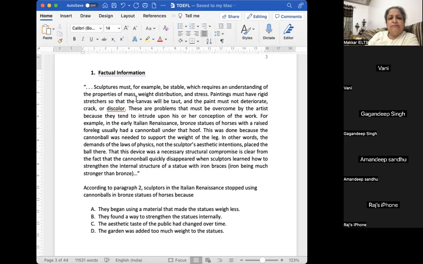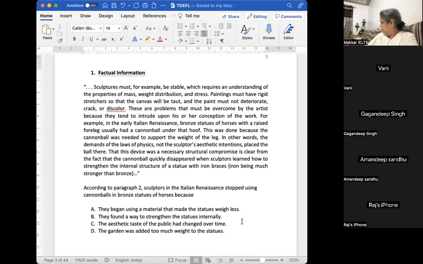According to paragraph 2, sculptors in the Italian Renaissance stopped using cannonballs in bronze statues of horses because... So now you have read that earlier they used to keep a cannonball underneath. Now the question is why they stopped keeping the cannonball. The options are: they began using a material that made the statues way less heavy; they found a way to strengthen the statues internally; the aesthetic taste of the public had changed over time; the cannonball added too much weight to the statues.